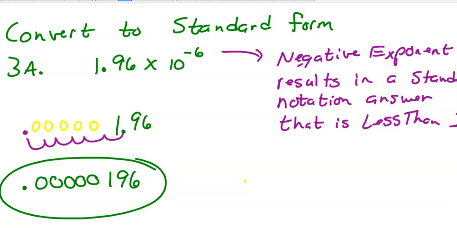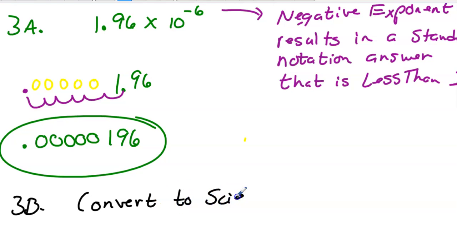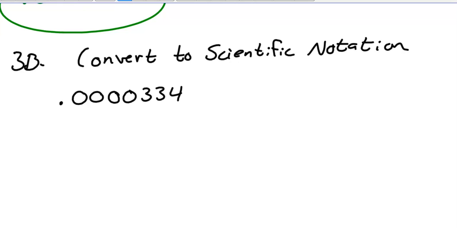Okay, and then they'll turn right back around and say, okay, well now let's give you a number that's in standard form, standard notation, and then we'll convert it back into scientific notation. Okay, so let's go with 0.000334.